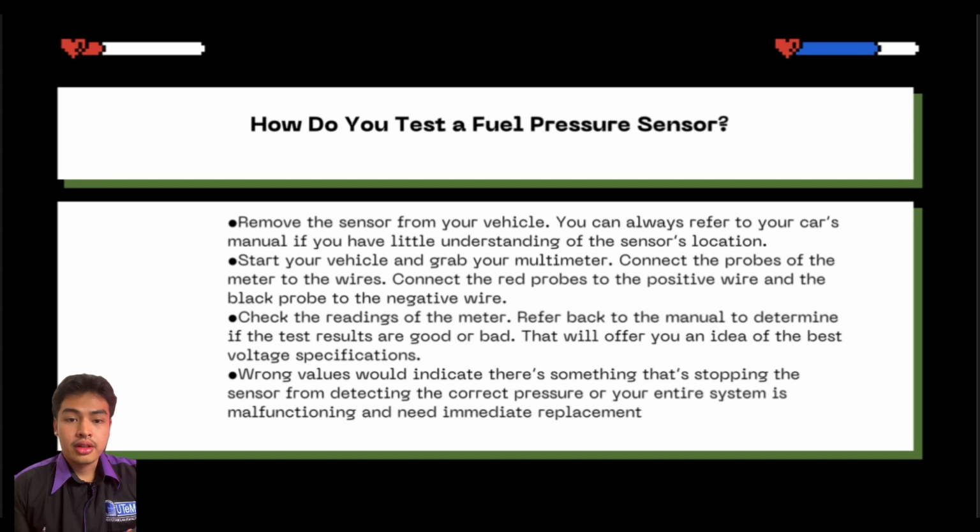The fourth step: wrong values will indicate there is something stopping the sensor from detecting the correct pressure, or the entire system is malfunctioning and needs immediate replacement. As you can see, it is important to make sure your fuel pressure sensor is working in correct order. So make sure to check your pressure sensor at all times.